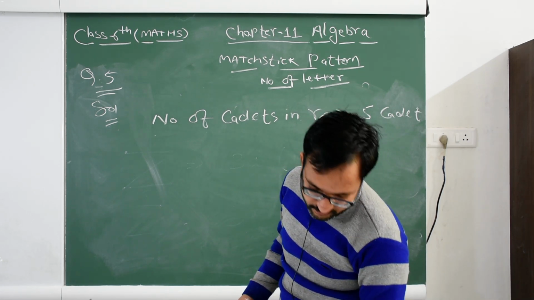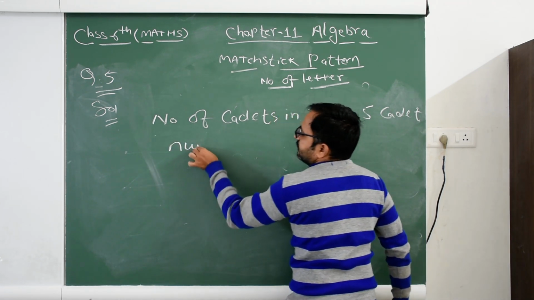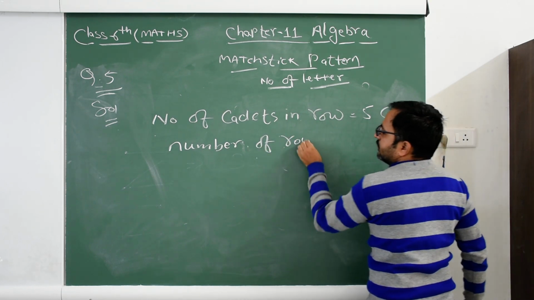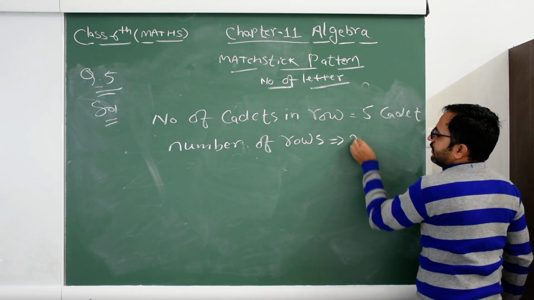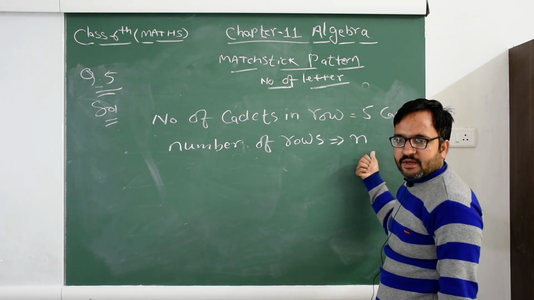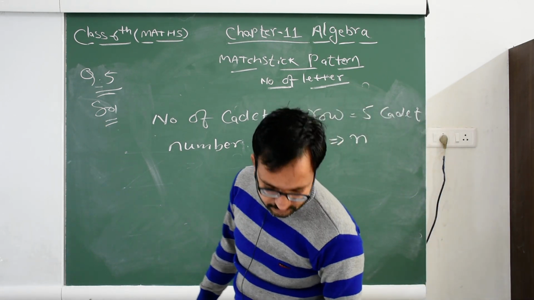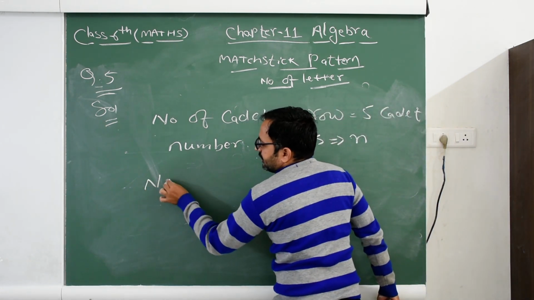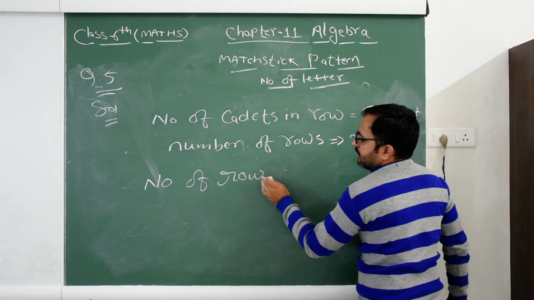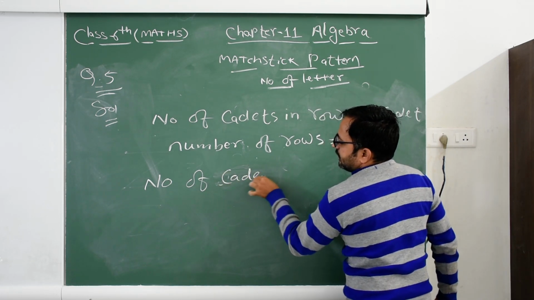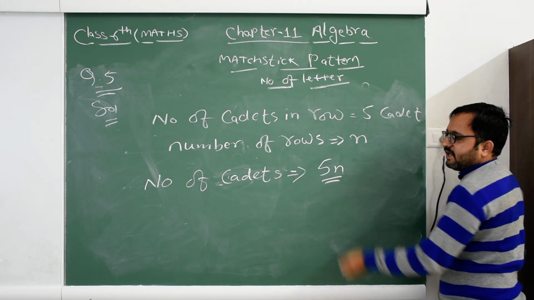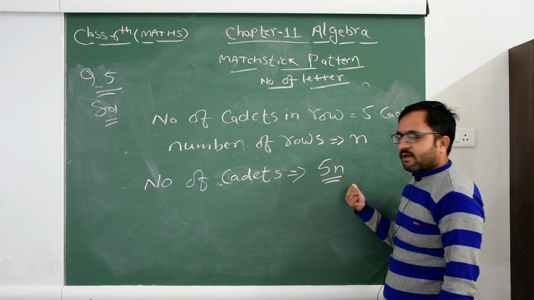So what is the rule which, given our number of rows, gives us the number of cadets? Use n for the number of rows. Number of rows equals n. We take n as a variable. What is the variable? n is a variable. So number of cadets equals, what is the rule? 5n. 5n shows the number of cadets.